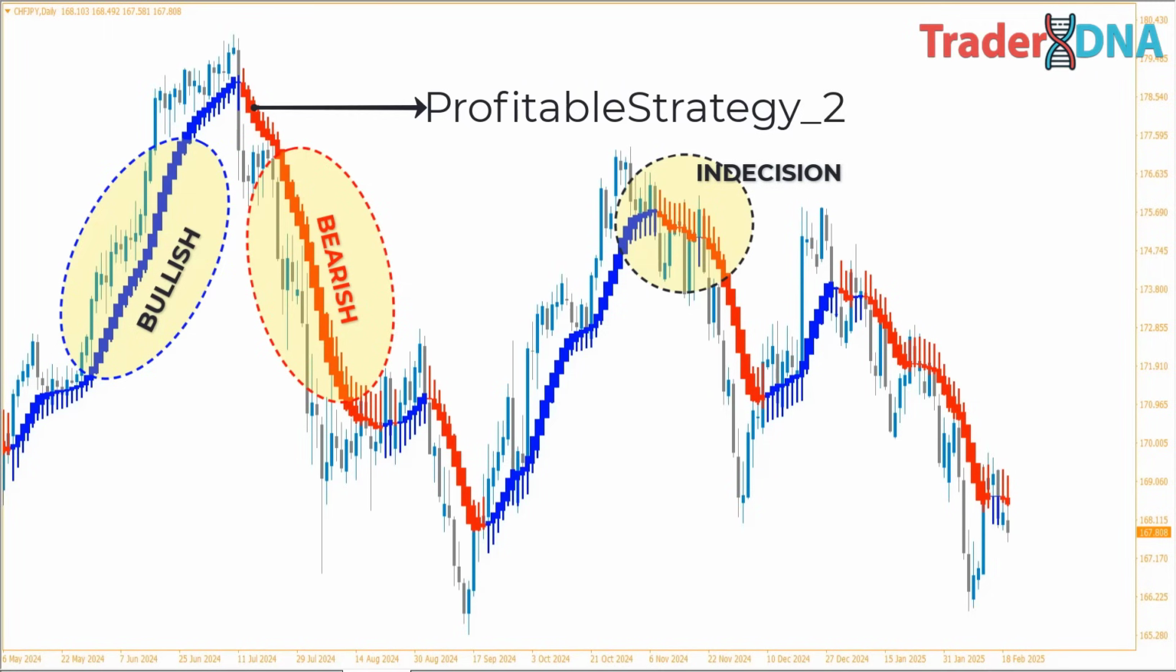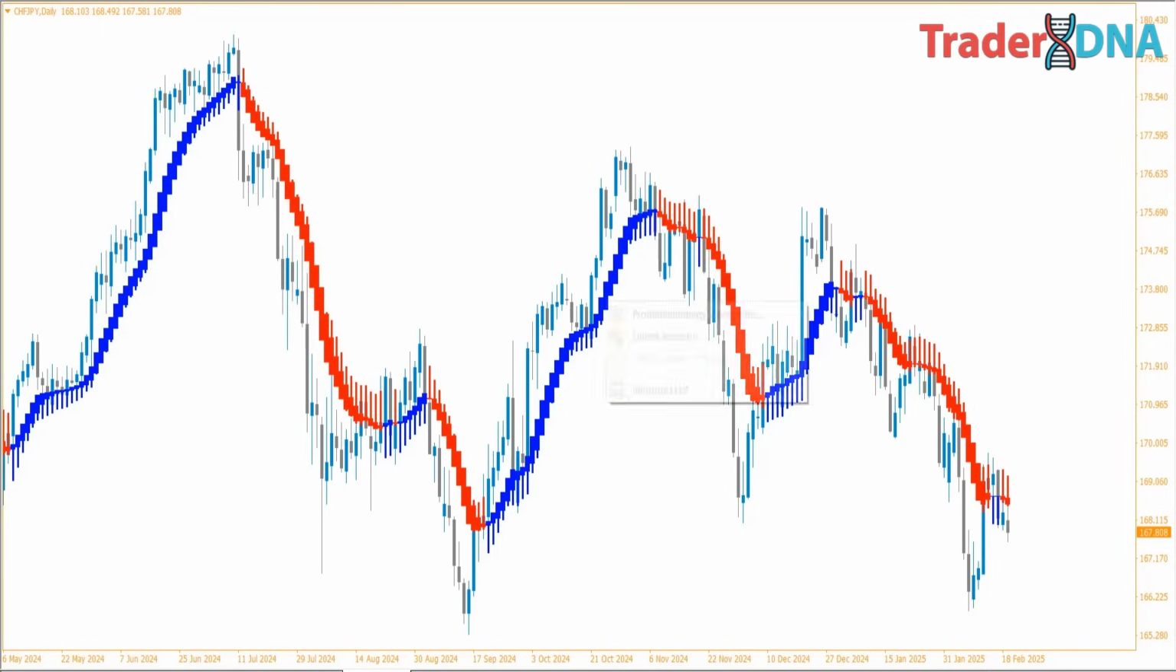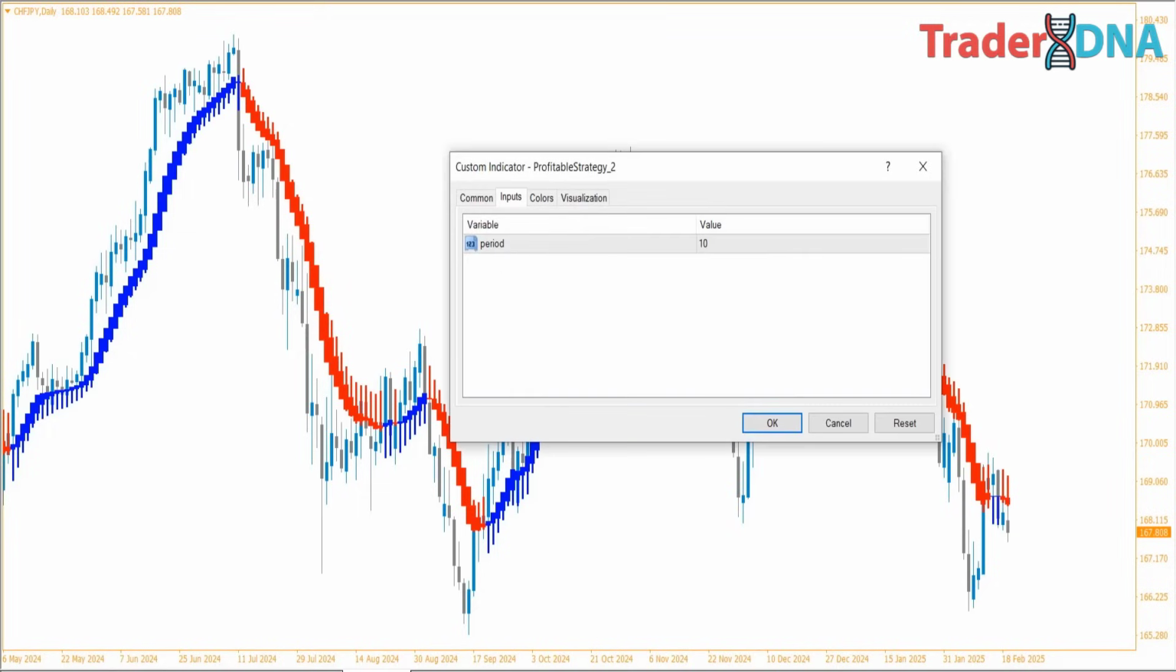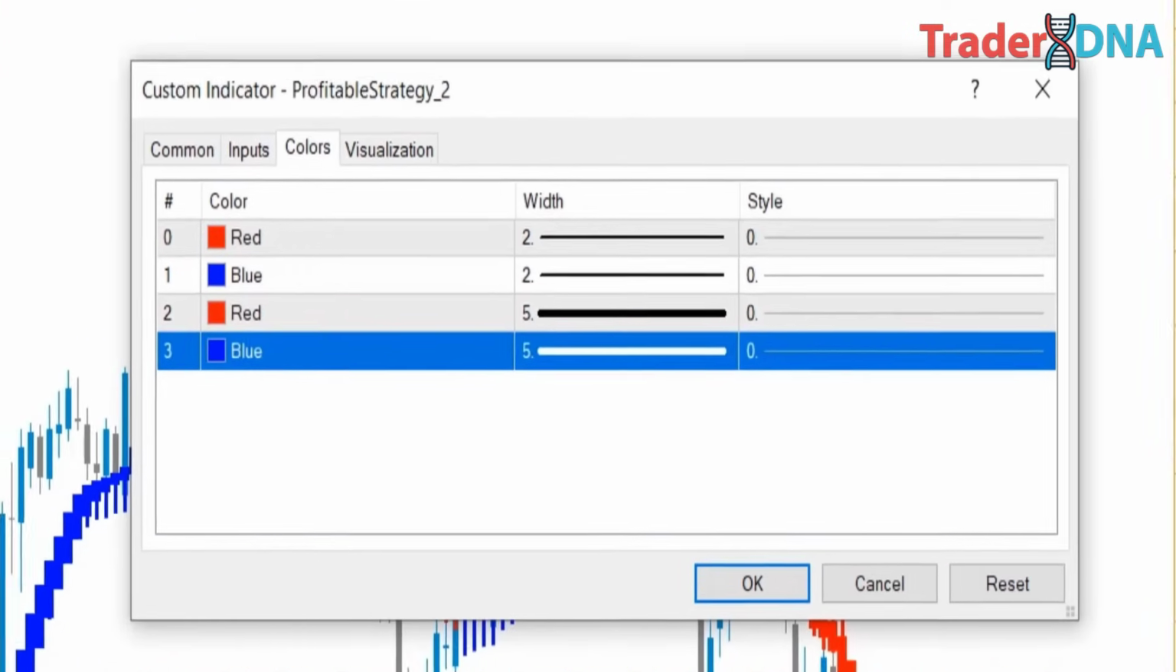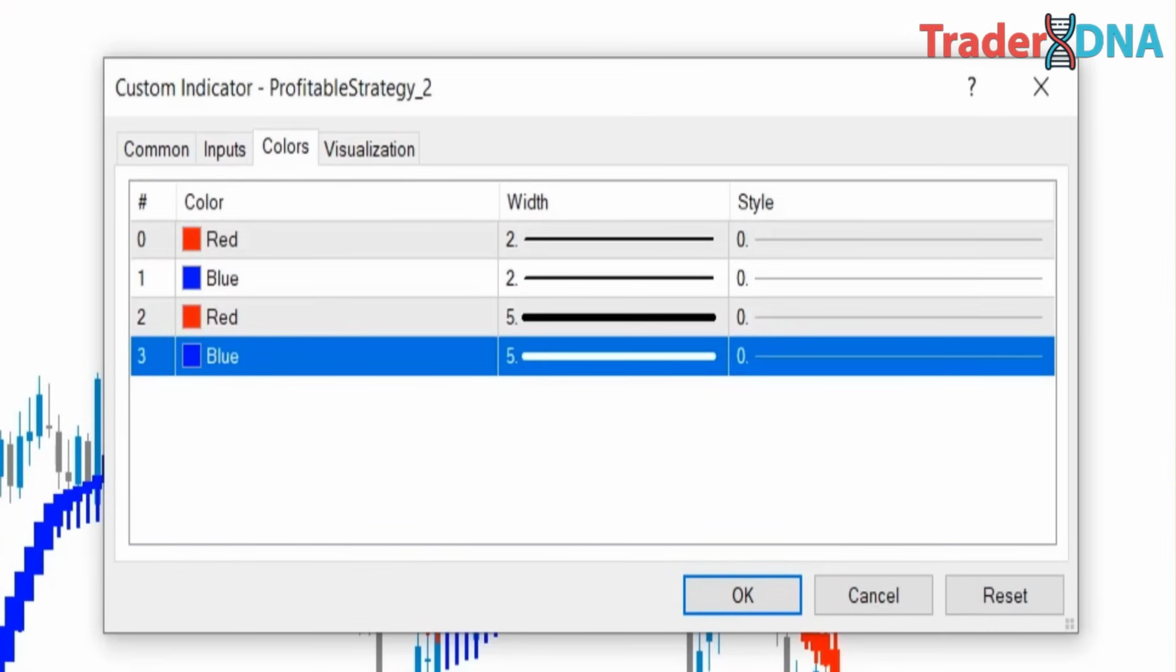First, we'll dive into how to properly set up this indicator for maximum accuracy. Then, I'll break down exactly how to read it so you can spot high probability trade setups with confidence. Let's start with the first part, setting up the indicator correctly. First, we can customize the color and thickness of the indicator candles, not to change the data, but simply to make it easier and more comfortable to read on the chart.